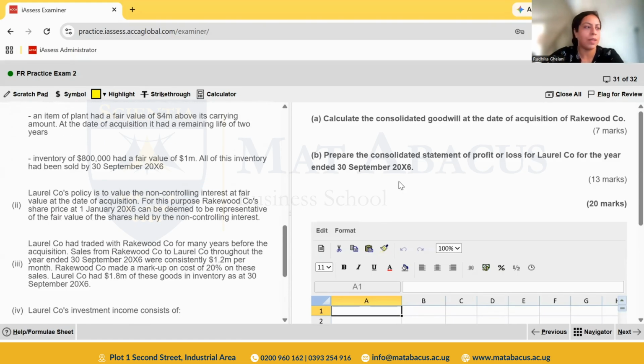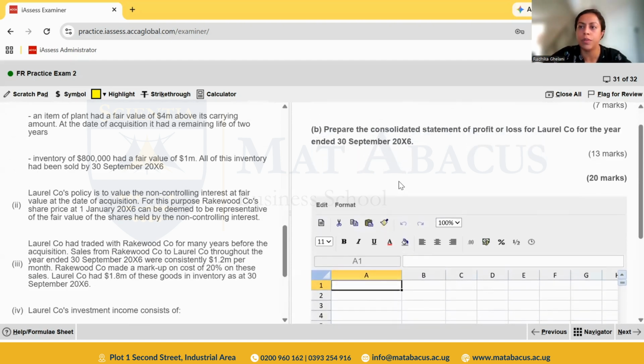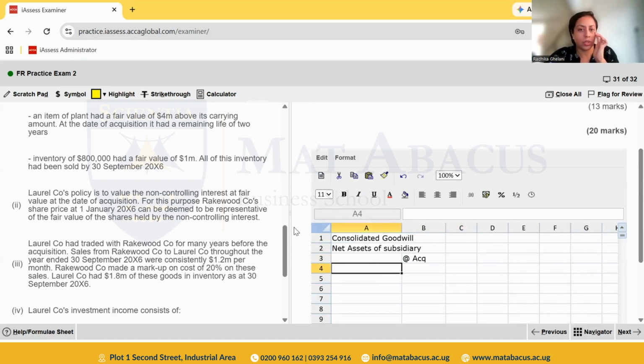So let's begin our part A. We're going to compute the consolidated goodwill at the date of acquisition for Rakewood Company. So for that, let's put a heading, consolidated goodwill. Okay. Now we need to know the net assets. So let's start by doing the net assets of the subsidiary at acquisition date, okay, and we don't need the reporting date because we're not doing the SOFP, so we will skip that column. We'll just do the acquisition date.